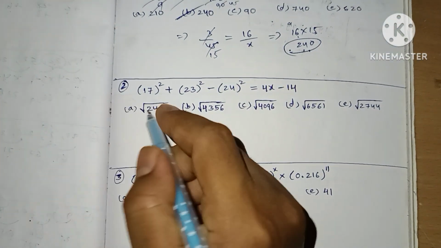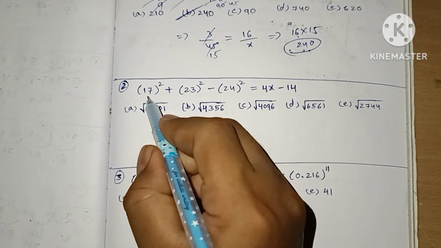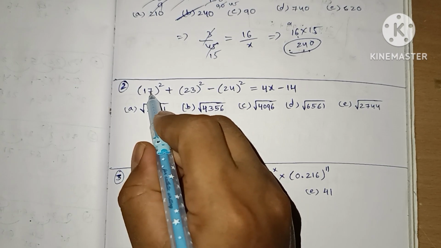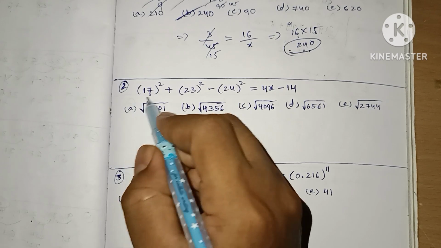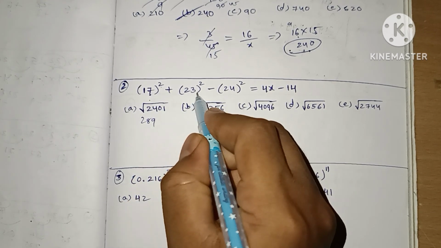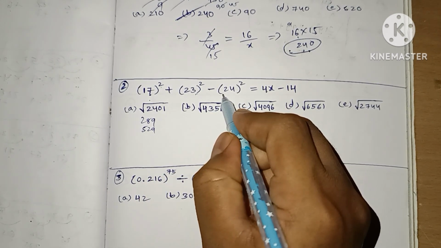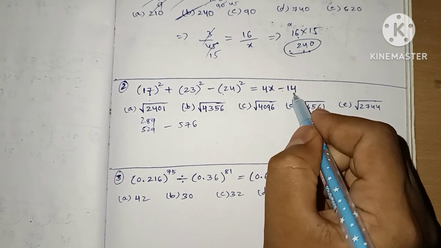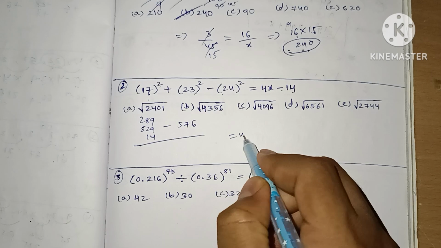Next question. In this question, to solve this question, we need to know the squares. I know 1 to 60 squares. So you must need to know 1 to 60 squares, or you must learn by heart 1 to 60 squares. So 17 square, which is 289, plus 23 square, which will be 529, and this will be minus 24 square means minus 576. This minus 14 comes this side with plus 14. So whole equals to 4x.